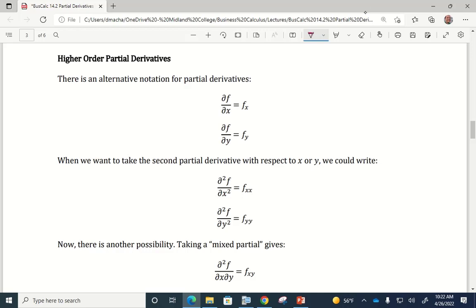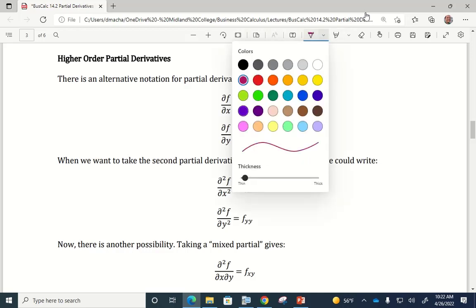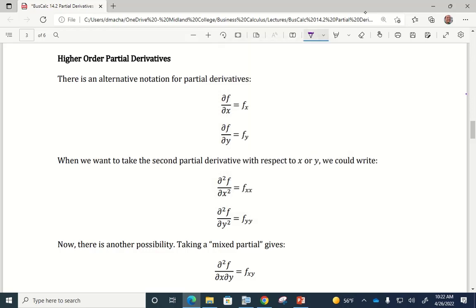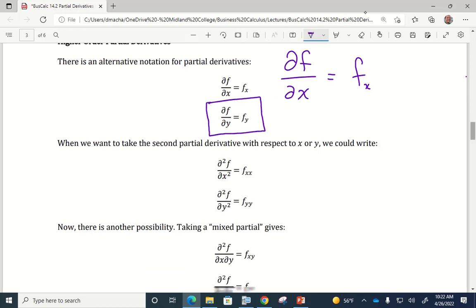So the next page talks about higher order partial derivatives, and there's a little bit of new notation this time. If I'm talking about the partial derivative of f with respect to x, another way that people like to write this, and you would see this in your textbook too, is you write f with a little subscript x. And that little subscript just means take one derivative with respect to x. And you have the same situation if you're taking the partial with respect to y. That's how you would write it.